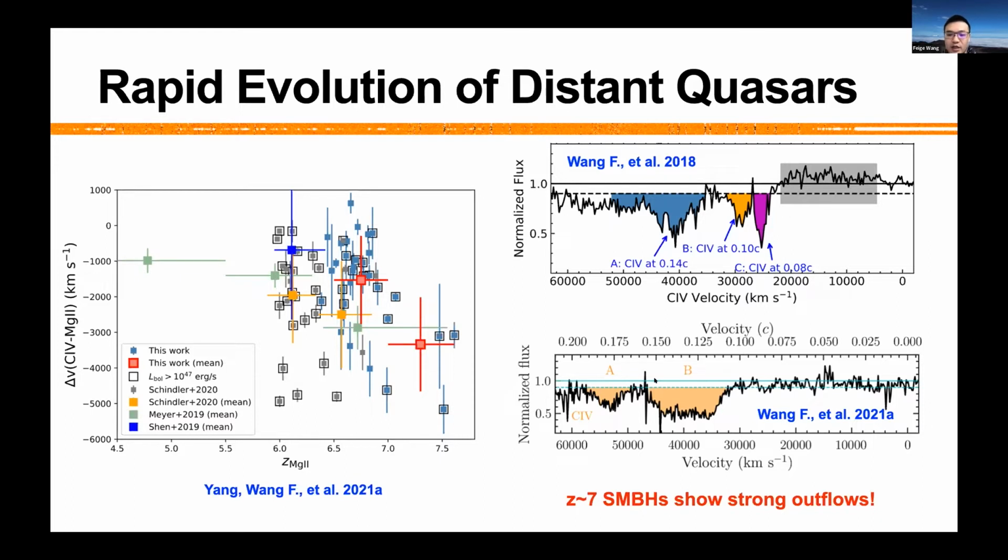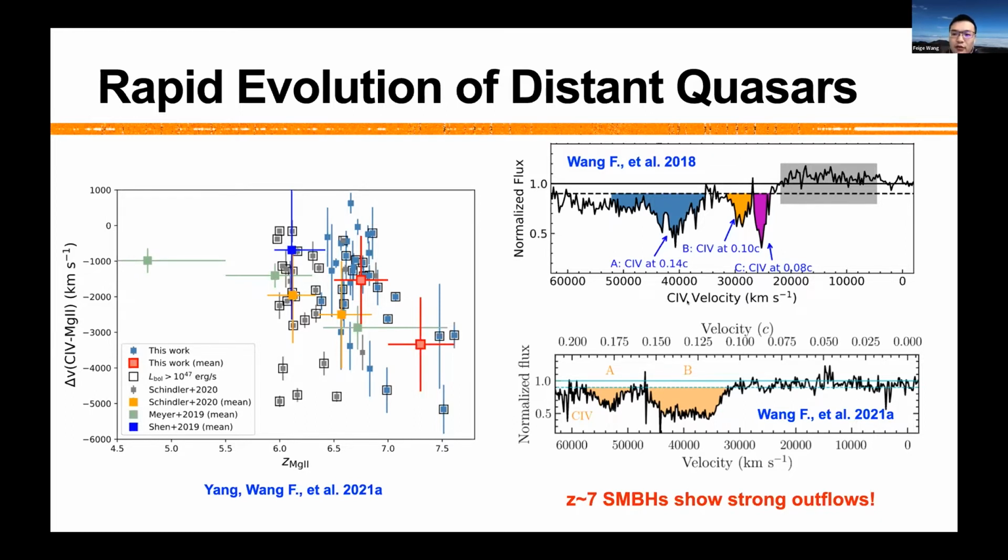And in addition to the detection of those extremely high velocity outflows, we also see a large fraction of quasars at this redshift with such features, about 30% of them. These are strong outflows, although not at such high velocity, but the fraction is about 30%, which is about twice as high as that found at low redshift. This again suggests that those earliest supermassive black holes have very strong outflows.